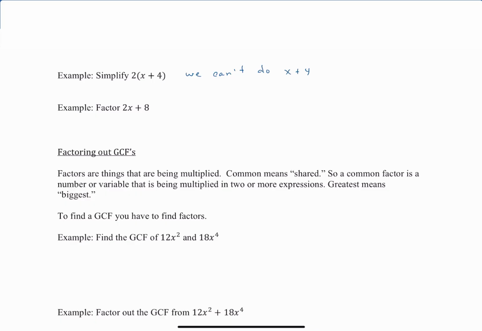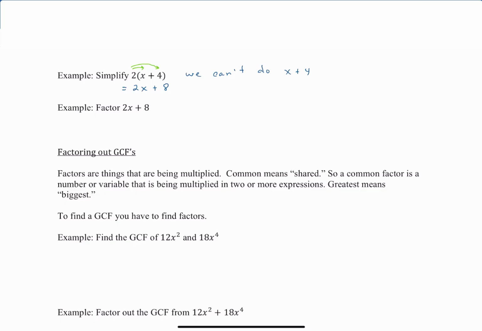So am I just stuck? Well, no, the distributive property gives us a way around that. It says, well, just distribute the 2 into the parentheses. That gives you 2x plus 2 times 4, so 2x plus 8. And there you go. Now, what about the problem factor 2x plus 8?